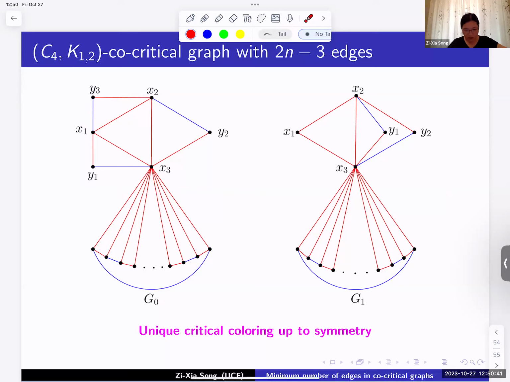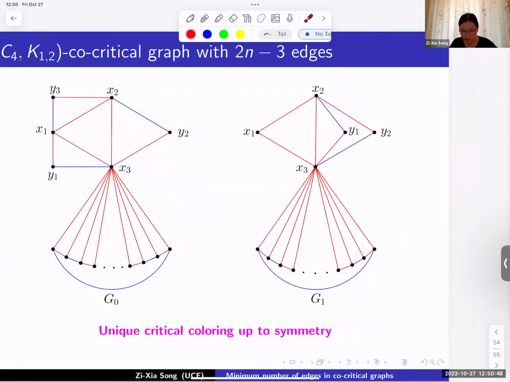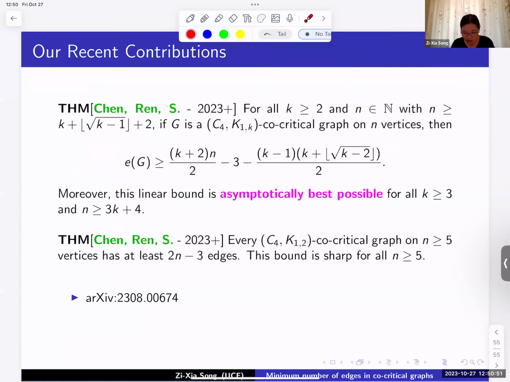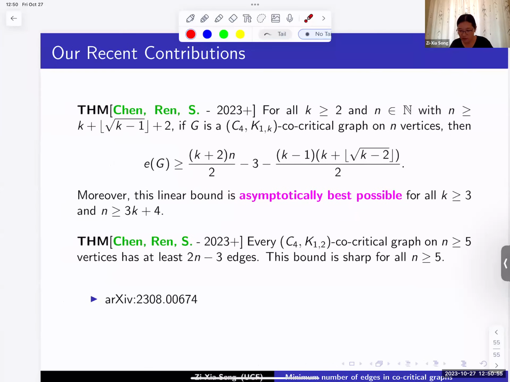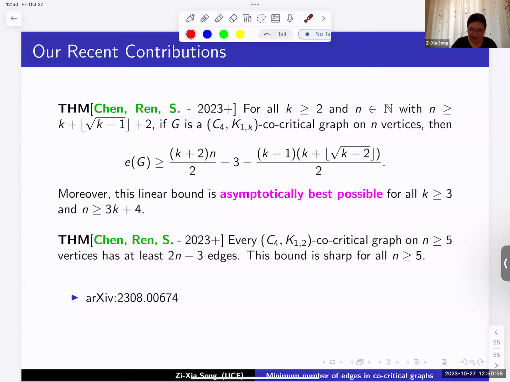Okay, so yeah, I've run out of time. I'm good. That's all for my talk. I forgot to show the last page. I end my talk here with our recent paper on C4 star critical graphs. Okay, thank you all. Thank you very much.